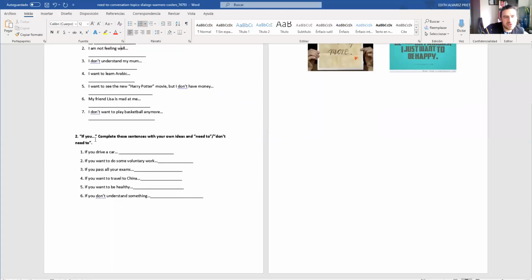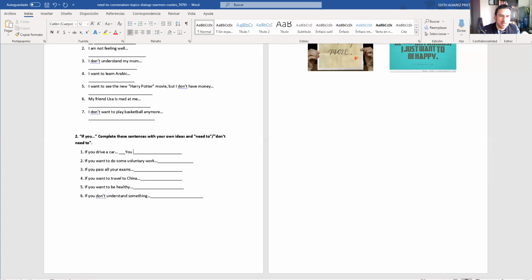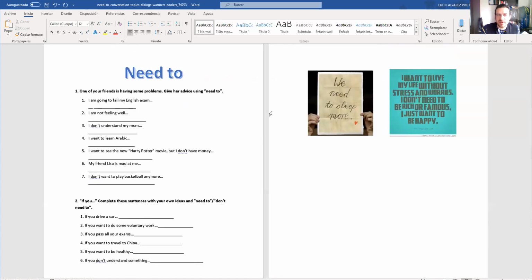And exercise number 2, complete the sentences with your own ideas, need to, don't need to, ¿listo? Entonces, if you, si tú, entonces ustedes tienen que completar con sus propias ideas, usando need to o don't need to. Entonces, if you drive a car, si manejas un carro, you need to pay attention. Entonces, necesitas prestar atención al camino, to the road. Okay, something like that, ¿listo? Así con todas, ¿ok? Listo, no más. Eso es con have to and need to, ¿ok?